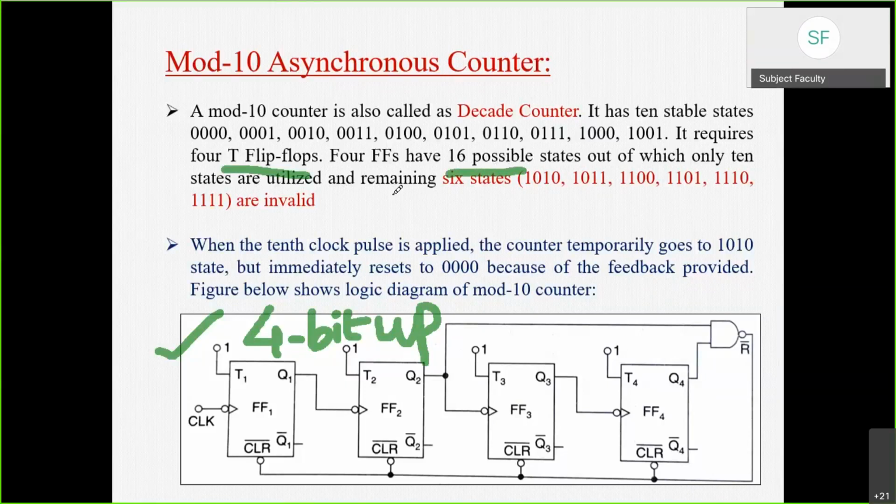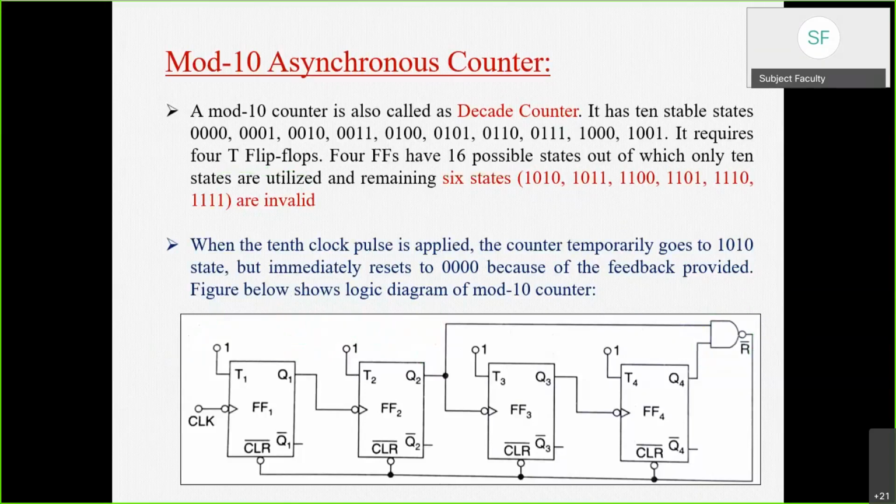So 4 flip-flops have 16 possible states, out of which only 10 states are utilized here. That is, in the mod 10 counter, we are utilizing only 10 states, and the remaining 6 states, that is 1010, 1011, 1100, 1101, 1110, and 1111, we are not using. We are making them invalid, or we are skipping these states.